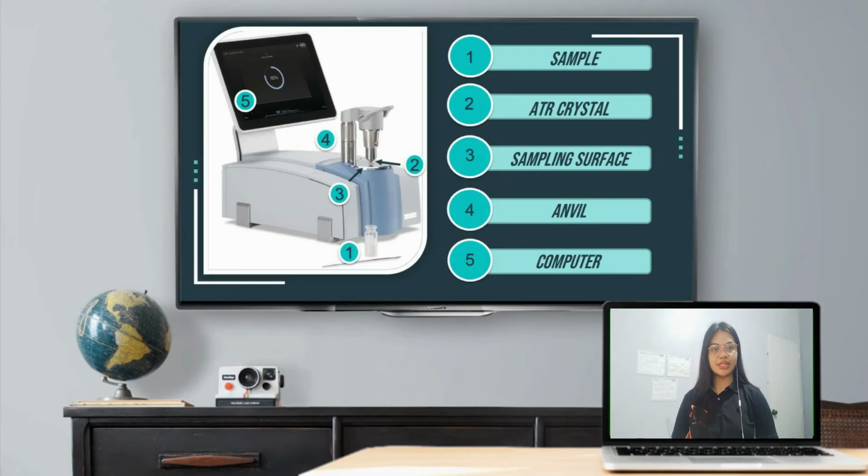Finally, I will discuss experimental setups involving the FTIR spectrometer. We can see here that labeled number 1 is the sample. I've mentioned earlier that various types of samples can be investigated by an FTIR spectrometer. Labeled number 2 is where the ATR crystal is located, and surrounding it is the sampling surface. Now the anvil is used to put pressure on solid samples because it is important for the sample and the ATR crystal to have a very close contact. And then lastly, the computer. This is where the frequency domain spectrum will be displayed.